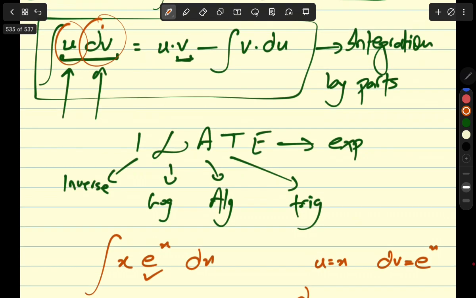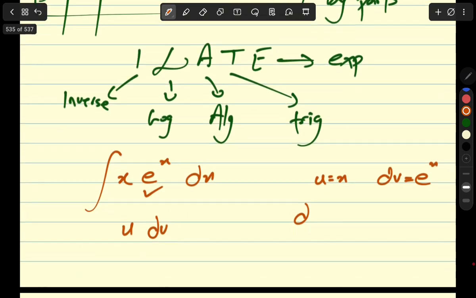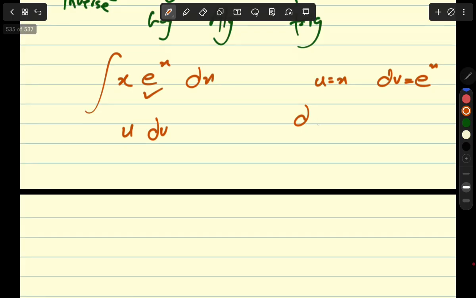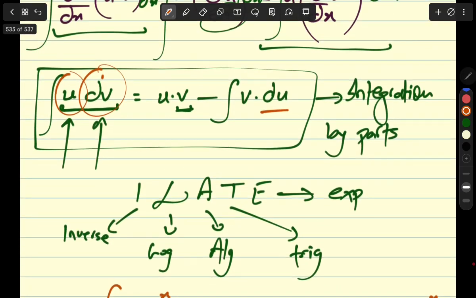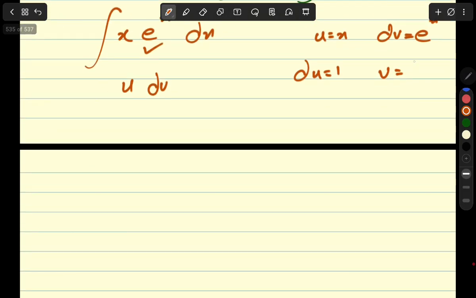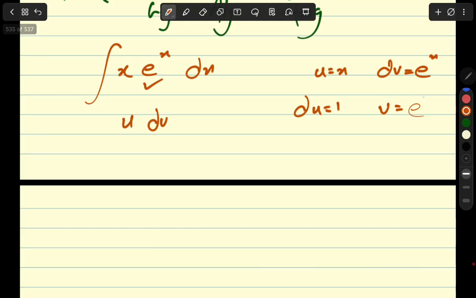So now we need a du here. So du is going to be what? du is going to be 1, and we need a v here as well, right? So v is going to be equal to the integral of exponential, which is nothing but itself, right?